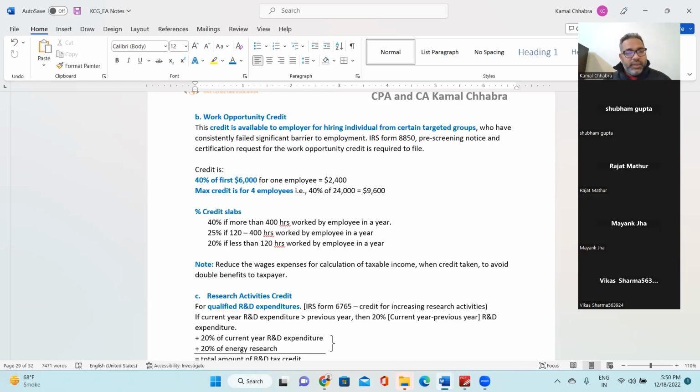Reduce the wages expense for calculation of taxable income. So if you are taking the tax credit, then whatever tax credit amount you are taking, you need to reduce that from the expenses to avoid double tax benefits, right? So maybe let's draw a small example on this for better clarification.